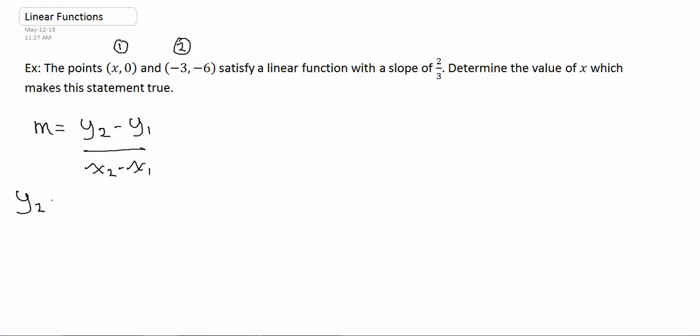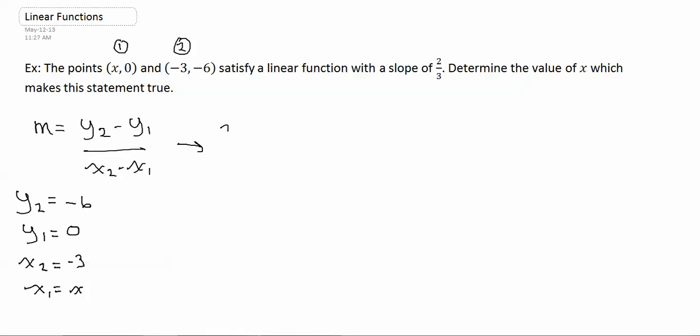So what we find is that y2 is equal to, in this case, negative 6. y1 is 0. And don't let the fact that y1 is 0 faze you. 0 is just a number, it has a few special properties like you can't divide by it, but don't let it freak you out. x2, in this case, is negative 3. And x1, well, that's just x. It's our unknown.